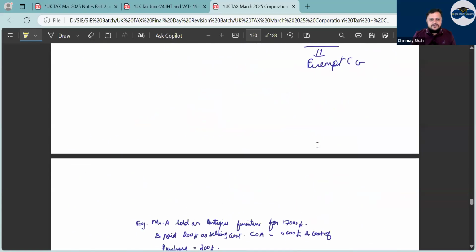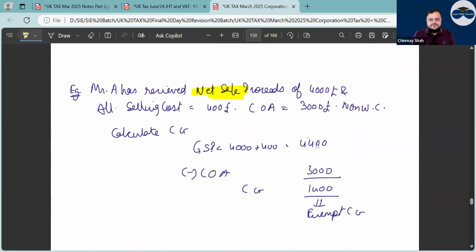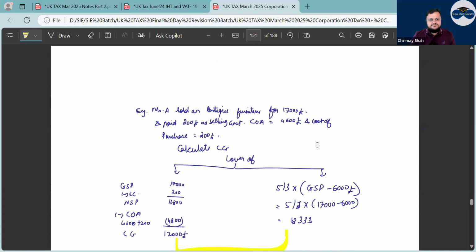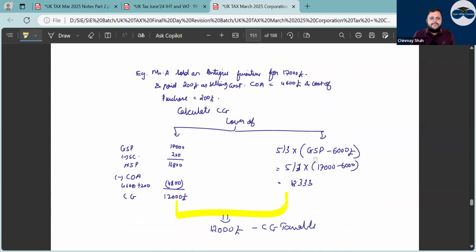Have a look at this question. Mr. A sold an antique furniture for 17,000 and paid 200 pound as selling cost. Cost of acquisition is 4,800. Is the cost of acquisition less than 6,000? Yes. Do normal calculation. From 17,000 my selling cost of 200 will be deducted. So 16,800 is the NSP minus cost of acquisition 4,800 gives you 12,000 as CG.